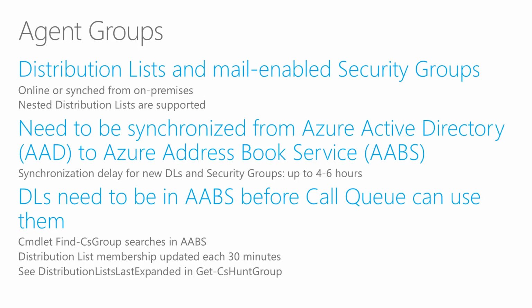Find-CsGroup will show you all the groups in AABS. We update the membership every 30 minutes. And you can see when it was last updated using Get-CsHuntGroup.